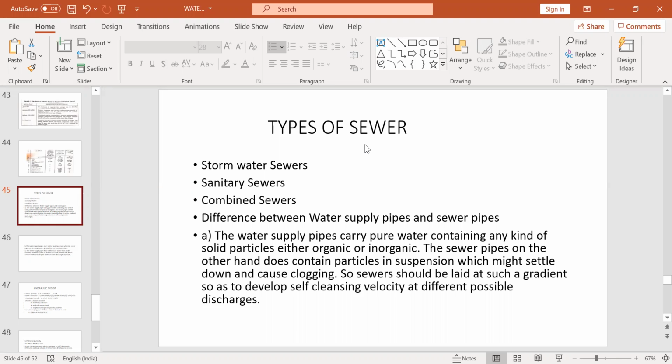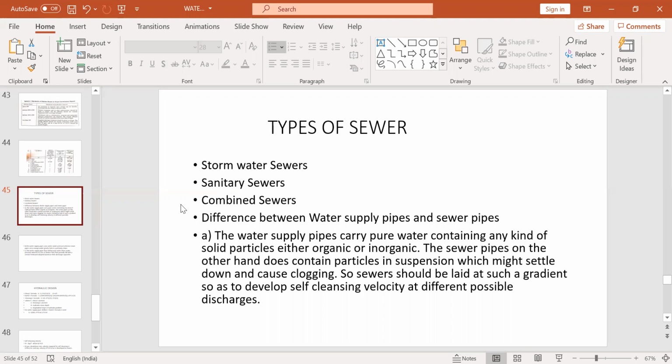So there are mainly three types of sewer. Stormwater sewers mainly carry only stormwater. That is, all the rainfall that is happening in a catchment will get accumulated in such sewers. It will contain only rainfall water. Okay, that is called stormwater sewers. Sanitary sewers are nothing but the sewers that carry all the domestic wastewater and sewage coming out from the households. And combined sewers will carry both stormwater and sanitary sewage.